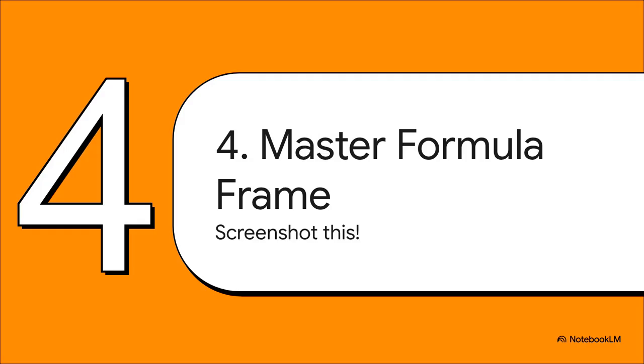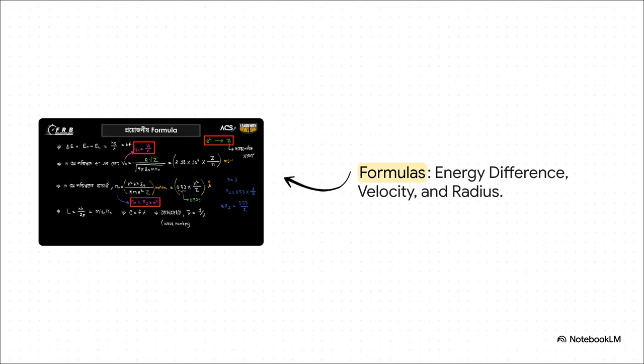Section 4. All formulas in one frame. All right, we've covered the history and the theory, but physics and chemistry require actual mathematical application. So the crucial point is that you need to be able to calculate the physical properties of these atoms. I want you to literally pause the explainer right now and take a screenshot. As requested, we have consolidated all the critical Bohr model formulas into one single frame for your PDF notes.